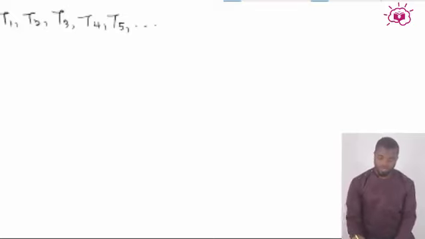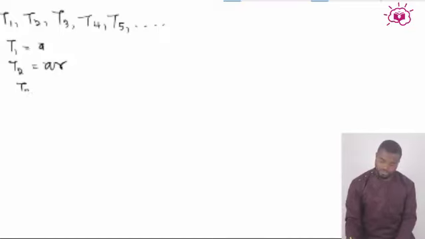we will have our first term, t1, equal to a. Our second term now would be ar, where r is our common ratio. Our third term will be ar squared. Our fourth term will be ar cubed.